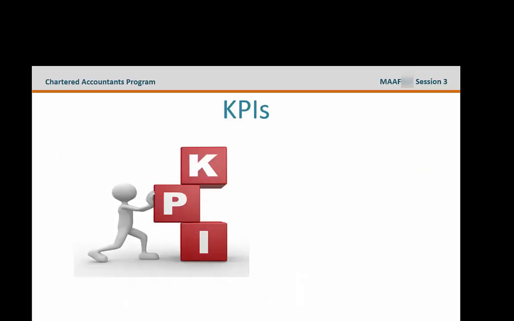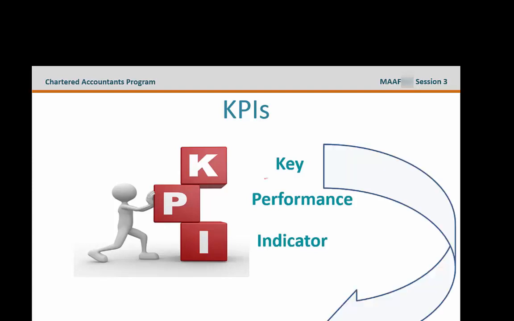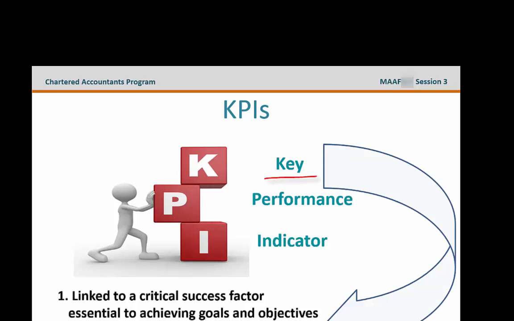Let's remind ourselves what a KPI is, key performance indicator. KPIs are used by organizations to track performance. Now, what makes a performance indicator key? To make a performance indicator key, they should be linked to critical success factors that are essential to achieving an organization's goals and objectives. A key performance indicator is specific to the organization and its circumstances.